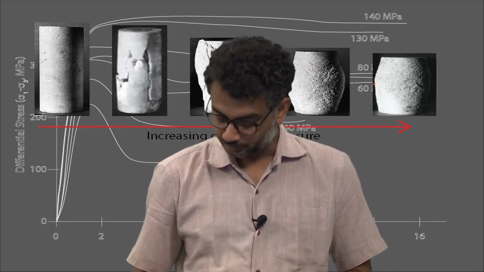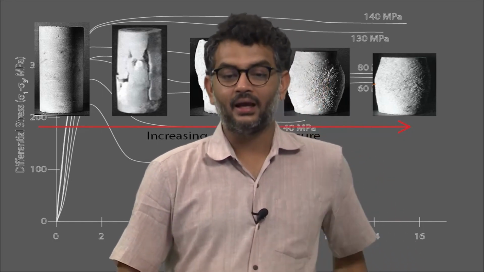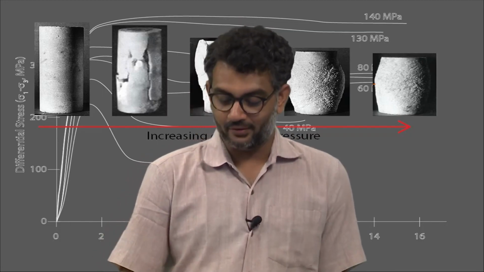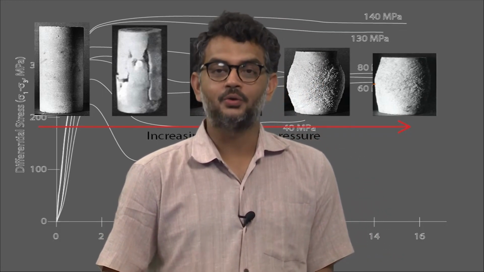Now, if we look at the temperature, this was again performed by Griggs in 1960, and the sample he used was basalt.